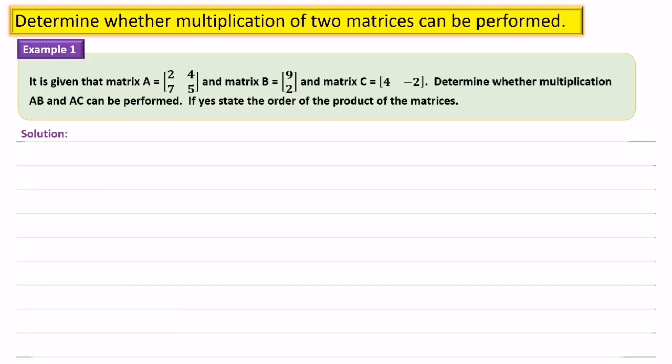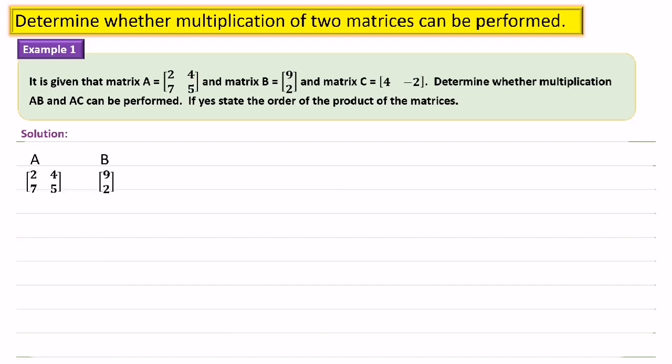Before we multiply two matrices, we must determine whether multiplication of two matrices can be performed. For example, it is given that matrix A is 2, 4, 7, 5, matrix B is 9, 2, and matrix C is 4, negative 2. Determine whether multiplication AB and AC can be performed. If yes, state the order of the product of the matrices.